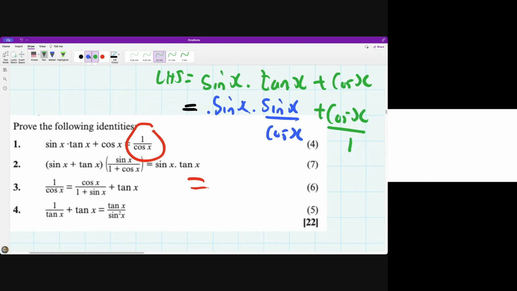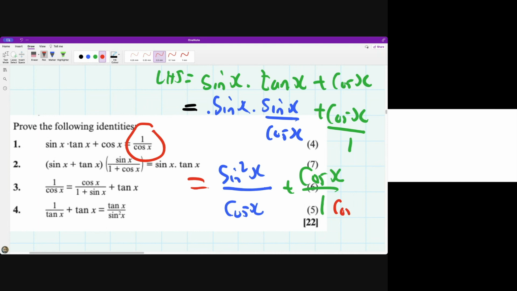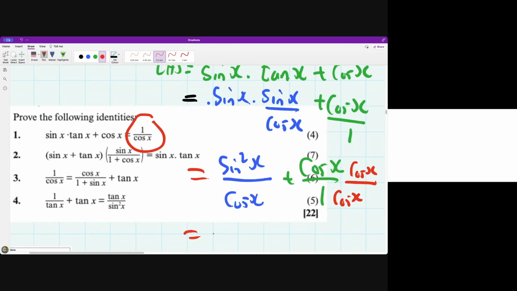I suppose I can write this as sine squared x over cos x plus cos x over 1. What should I do to bring them together? I think it's our old friend, the common denominator. I really need this to be cos x. So I multiply that by cos x. But in order for us not to unbalance the universe, I must times it by the same thing on top. Give me a thumbs up if you can follow that. If that idea, that tool, you've seen that somewhere before.